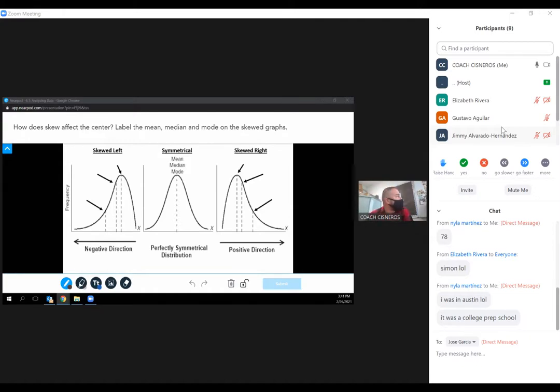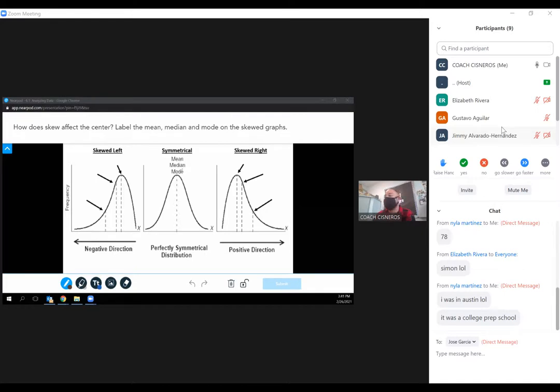Look at the very middle. You have a symmetrical graph right here in the middle. This one's actually perfectly symmetrical. You can cut it in half. In a perfectly symmetrical distribution of data, the mean, the median, and the mode are all exactly the same. And they're all right in the middle.